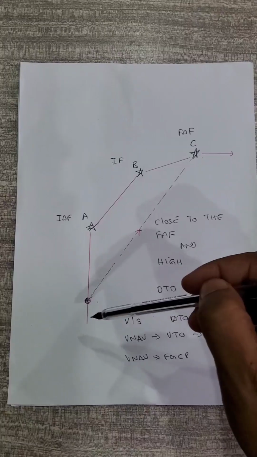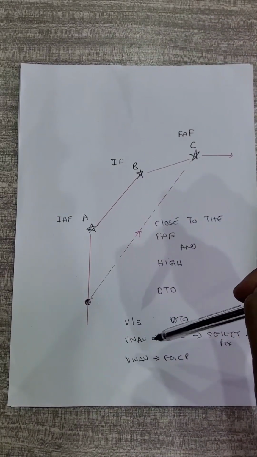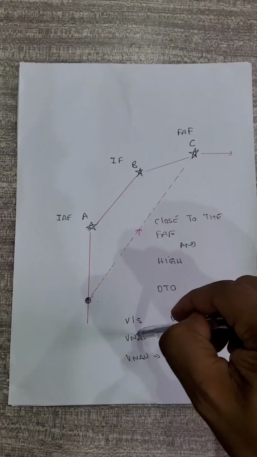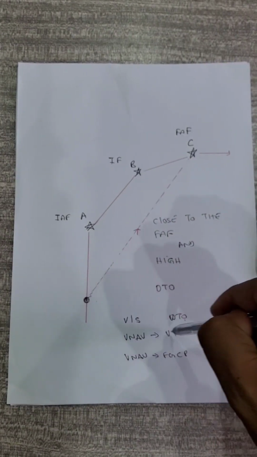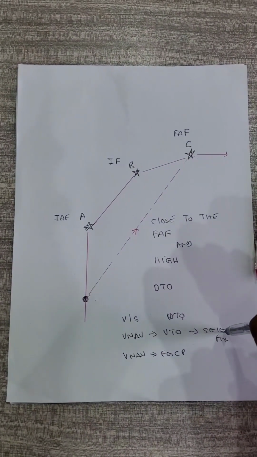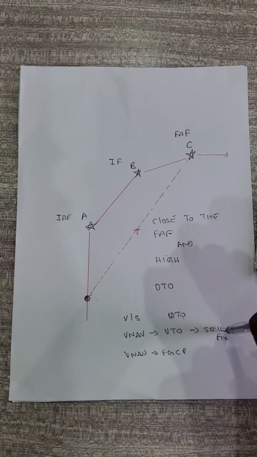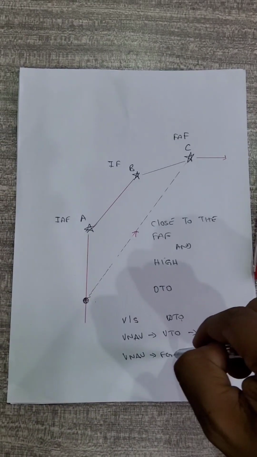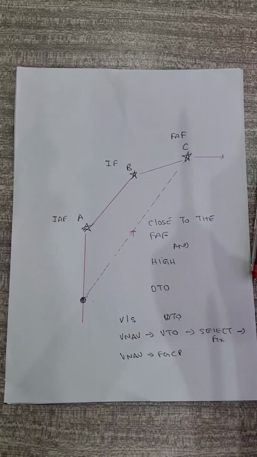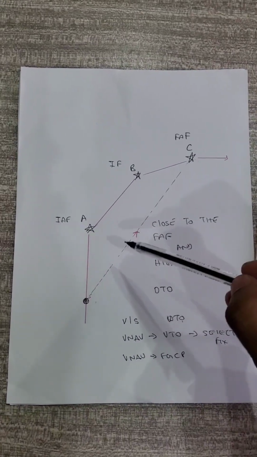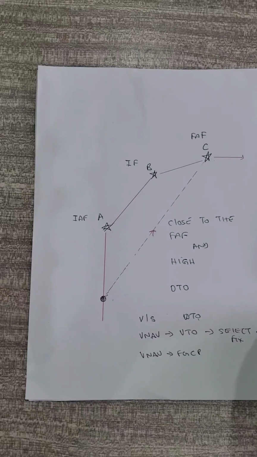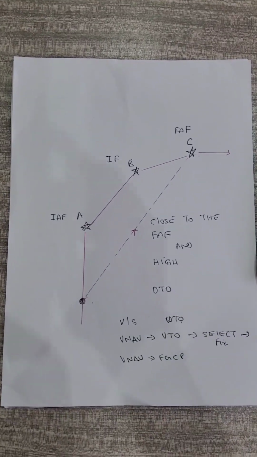So vertical speed comes first, then you do DTO to the particular point, then you go to VNAV on the FMS, VTO, select the fix. Once you press enter, then you go VNAV on the FGCP, and that's going to bring you the VNAV with a newly calculated vertical profile. Let's see now how that works in the real sense.